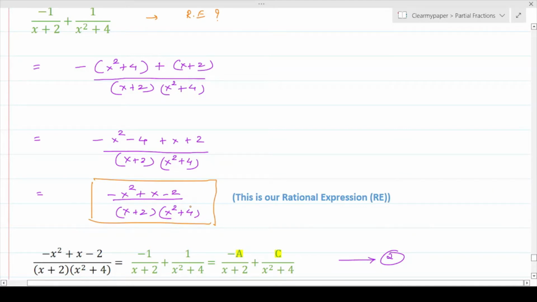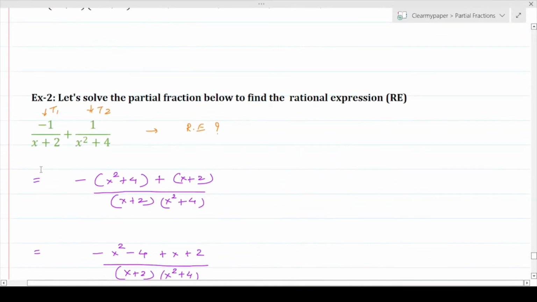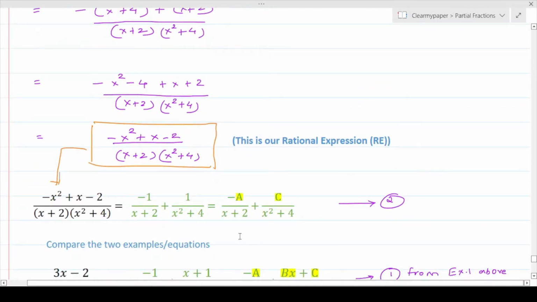So if I do the reverse engineering, what does it mean for this rational expression? What is the partial fraction? Obviously it's going to be the same thing that we started with. So I'm writing this in the opposite way, or the actual way that we should solve for partial fractions, where we start with a rational expression and decompose it into partial fraction.